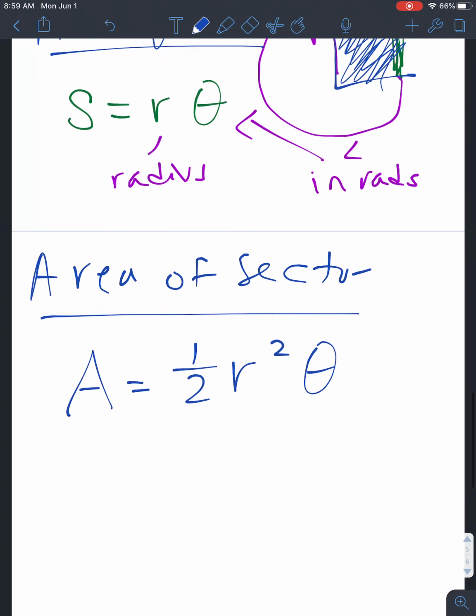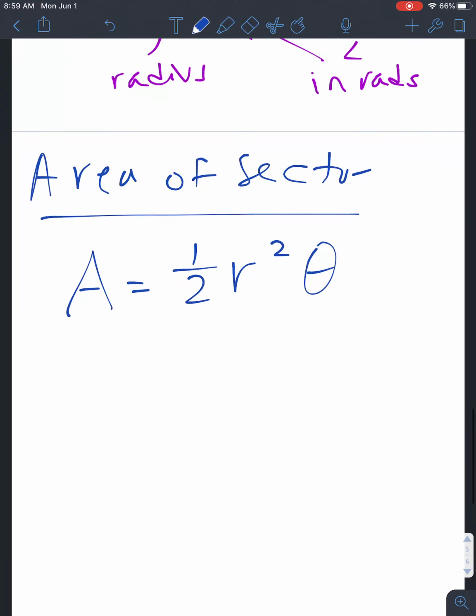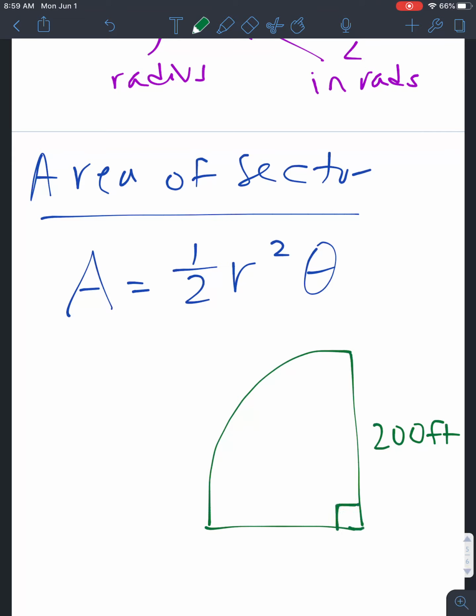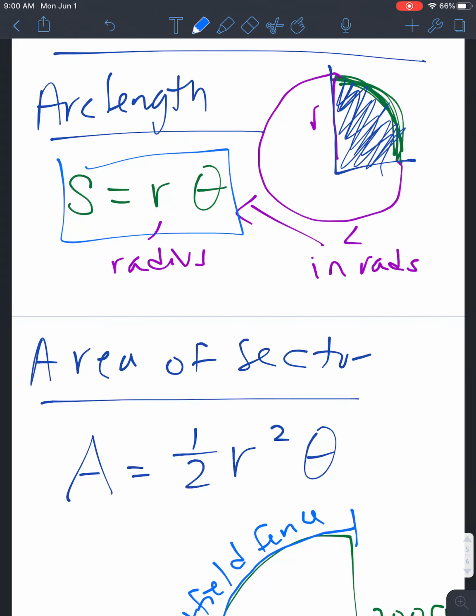So let's go ahead and try out a problem that utilizes these. Let's say we have a baseball field that has a radius of 200 feet, and it has a 90-degree angle. And let's say back here we have a fence. This is our outfield fence. We're trying to figure out how long that fence has to be. So this is an arc length problem.